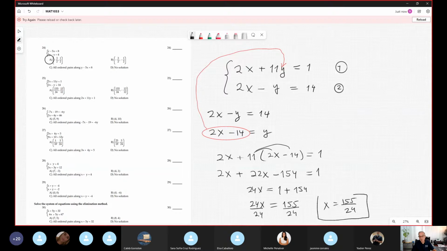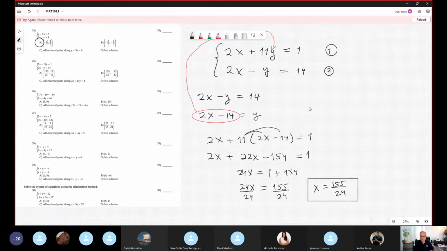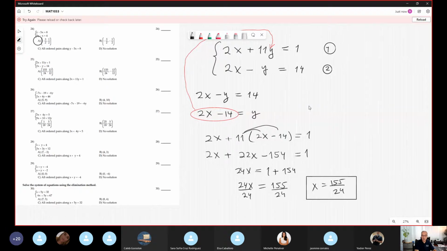This is the x value. In this case, we cannot reduce to the lowest terms because 155 is only divisible by 5 and 24 is not. We leave it like that. Now I try to find the y value. So substitute this weird number here. Be careful with the order of operations. You multiply 2 times 155 over 24 minus 14.